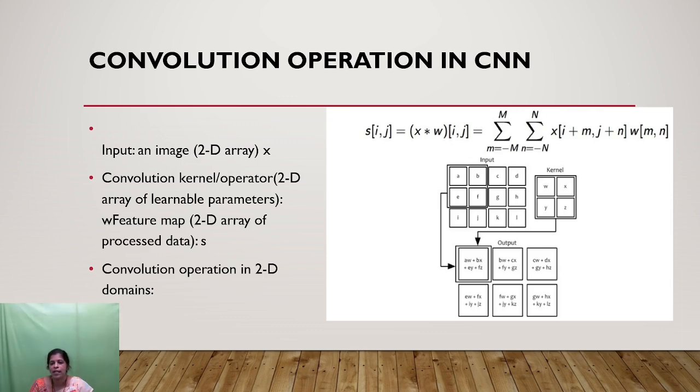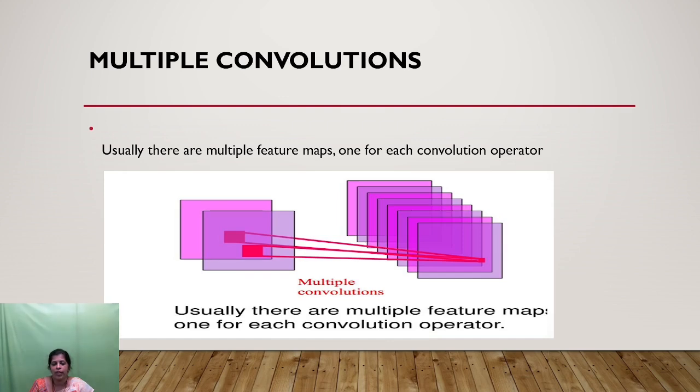For example, this is AW plus BX plus EY plus FZ. And this side, BW plus CX plus FY plus GZ, and similarly CW plus DX plus GY plus HZ. In this way the multiplication goes on. So you see this is the convolution operation, with this 2 cross 2 kernel here.